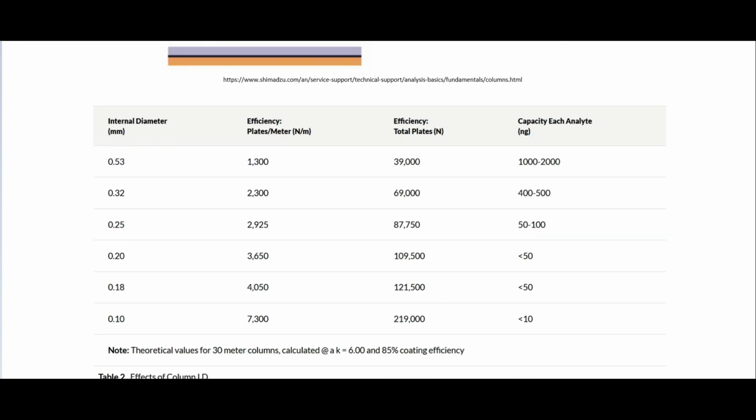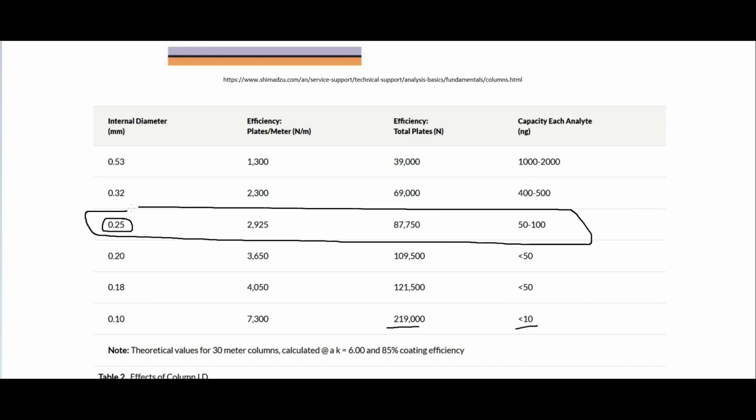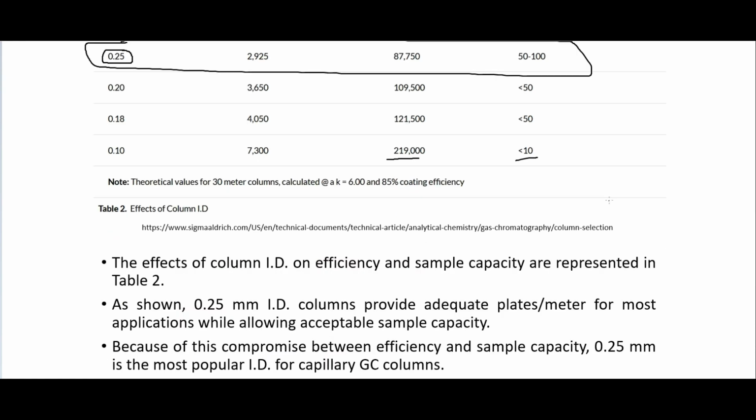This is just looking at the efficiency for different diameters of our column here. This one right here, the 0.25, is often the most common one. Again, it's a trade-off between having high efficiency, which we get if we make these thinner, but then we lose the capacity to carry each analyte. So oftentimes we go for this middle one right here to get that trade-off between the highest efficiency and the best capacity for the analyte.